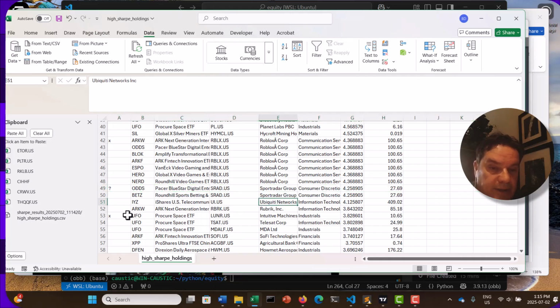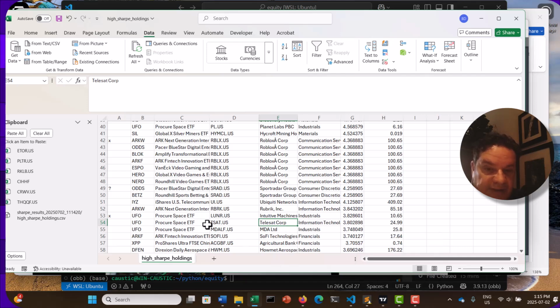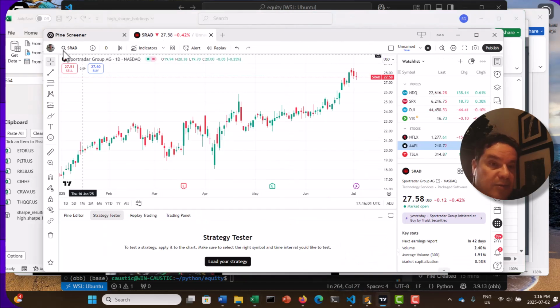Okay. Now, here's another stock, Intuitive Machines. So we've got three ETFs holding it. Now, this is another aeronautic space ETF, it looks like, but I do believe this is a stock I wanted. I want to show you this one because I know this stock. It's Canadian. Again, it's trying to be another Starlink alternative. Telesat. So that's TSAT. Let's put that in here.